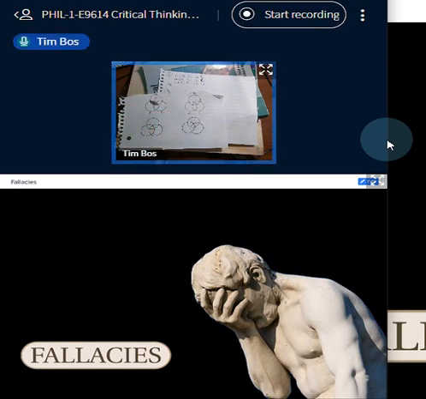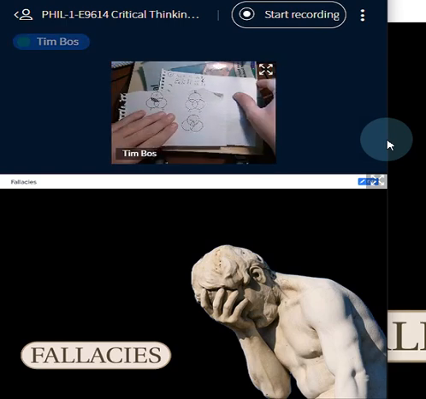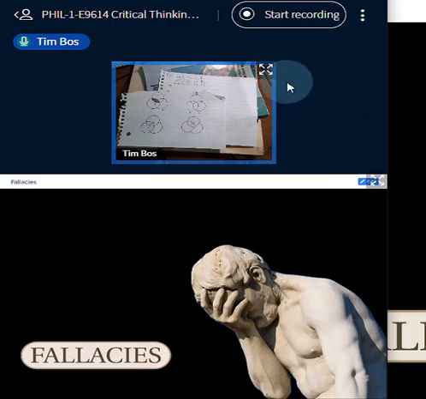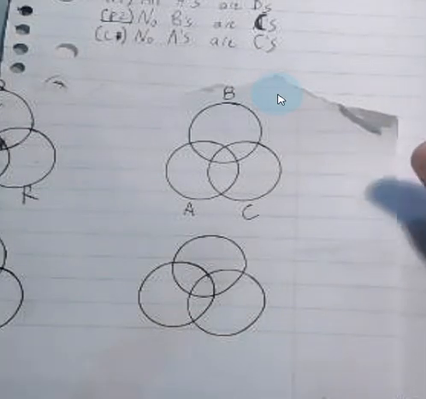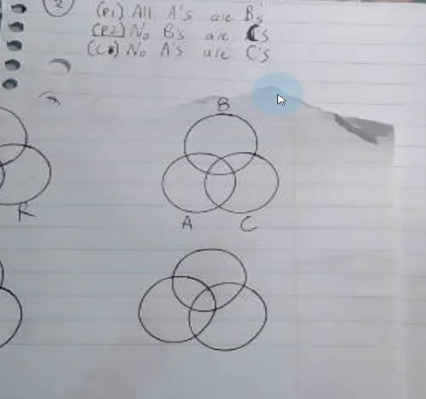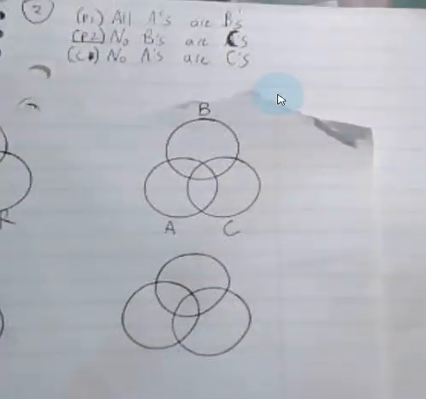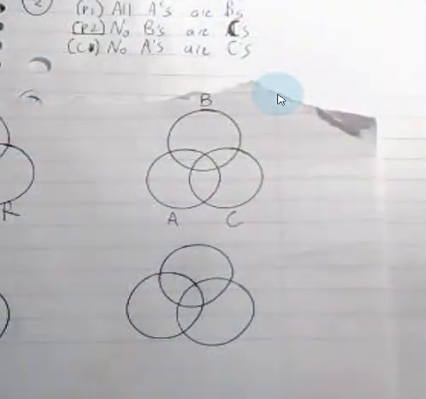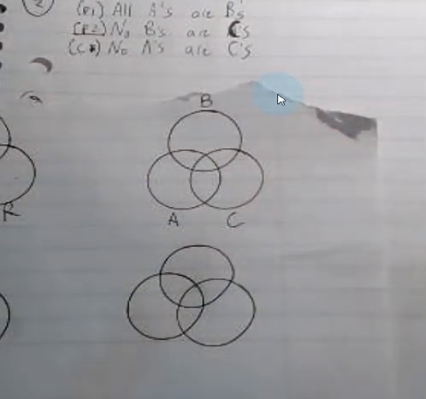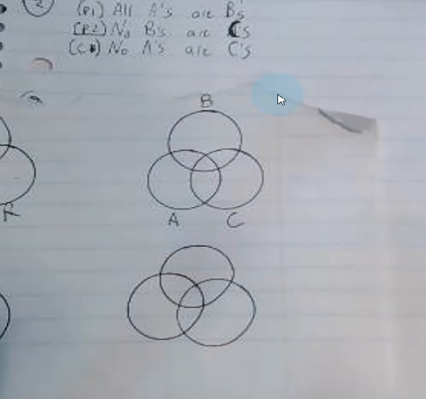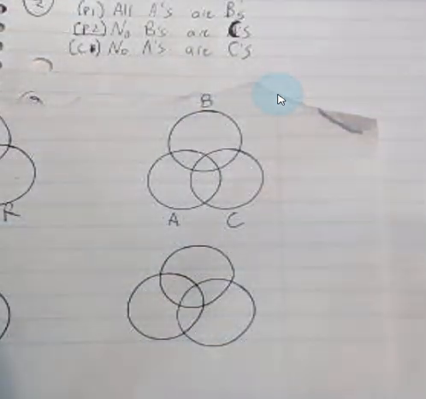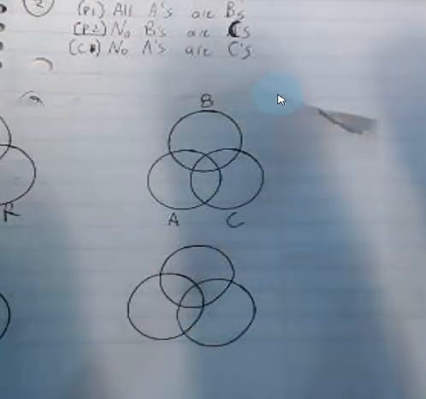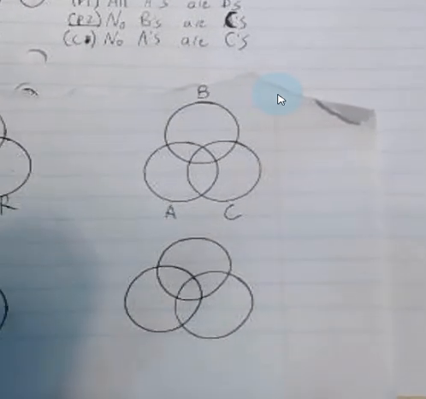Oh yeah, you can't read that one. Okay, so it says all A's are B's, no B's are C's. And then the conclusion, no A's are C's.